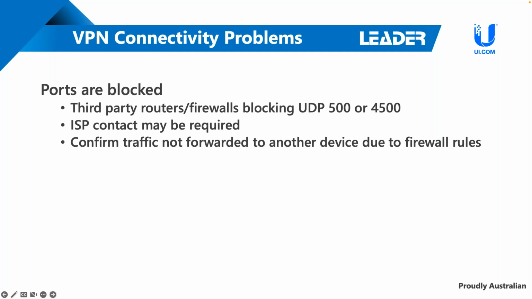And then one of the last things to check is to confirm that the traffic is not being forwarded to another device due to your firewall rules. This is on the actual USG or UDM. You can set up rules to dictate how the traffic is handled once it hits the UDM or USG. Make sure that it's not forwarding all of the traffic to a specific device. Run through your firewall rules to make sure that your VPN connectivity is set up correctly.